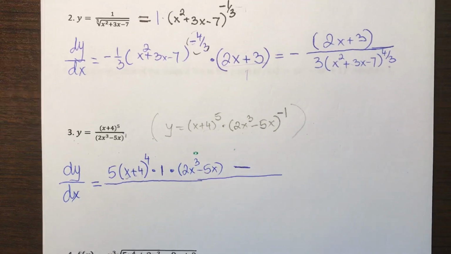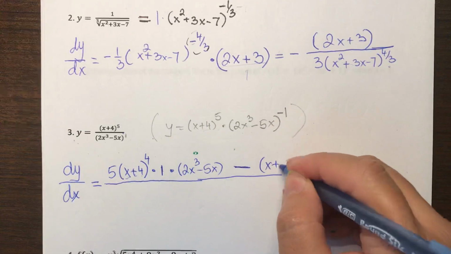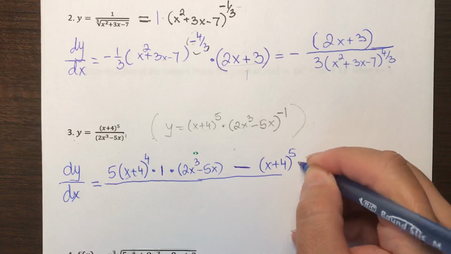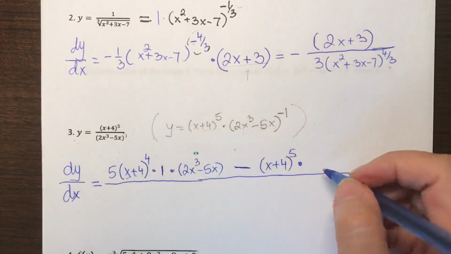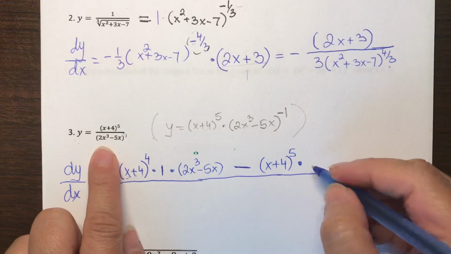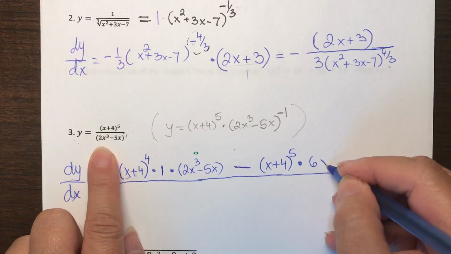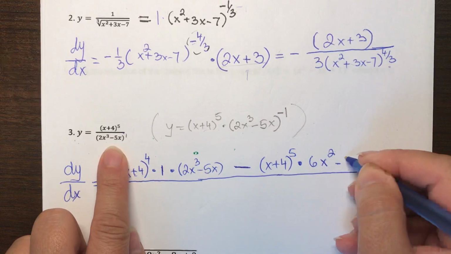Minus is the next step. Leave the top alone times the derivative of the bottom. What's the derivative of the bottom? It's a 6x squared minus 5.